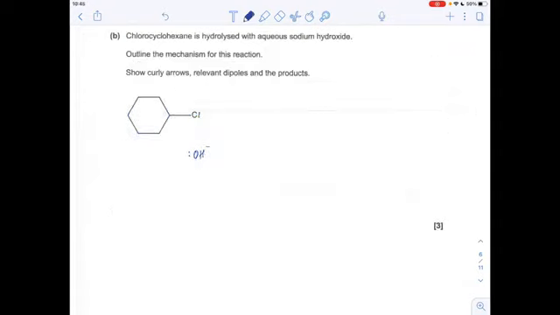And part B is just a mechanism for the hydrolysis of chlorocyclohexane with aqueous sodium hydroxide. So we're only interested in the hydroxide ion from the NaOH. So the relevant dipole would be across this carbon halogen bond, and a pair of electrons would be attracted to that slightly positive carbon, and that's going to break that carbon halogen bond by heterolytic fission. So in terms of products, we just get a straightforward substitution of the chlorine for an OH group. So we get this alcohol formed, and obviously the chlorine's going to come off as a Cl- ion.